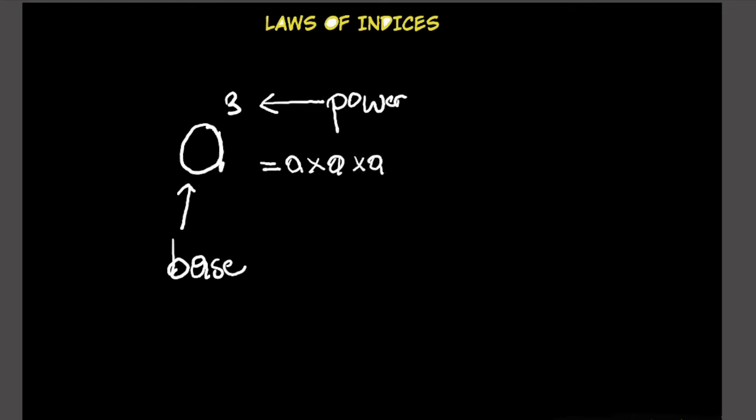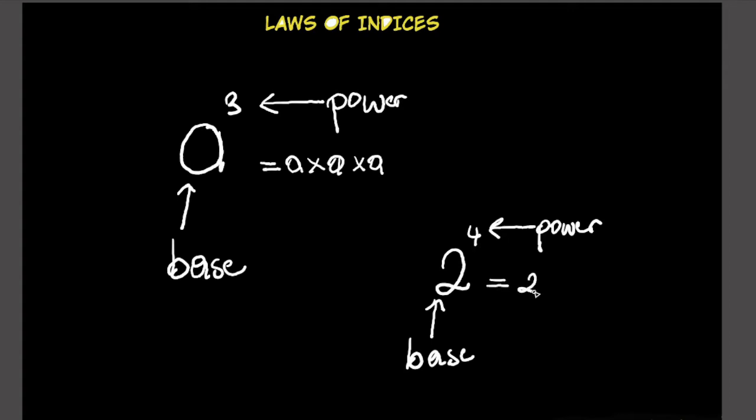And it's the same thing if you had a number instead of a letter. So if you had 2 to the 4th power, you know that 2 would be the base and 4 would be the power. And this would simply mean that 2 multiplies itself 4 times.